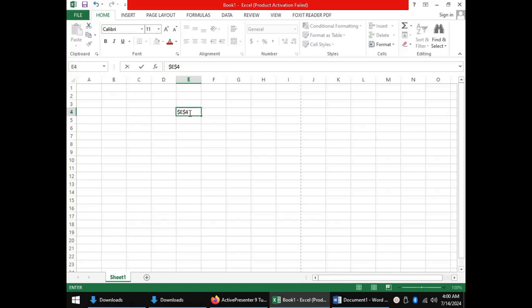The third kind of cell reference is mixed. In mixed cell reference, either only the column letter or only the row number has a dollar sign.